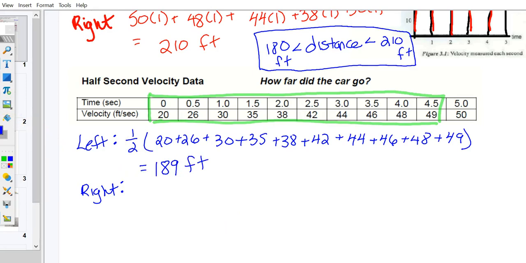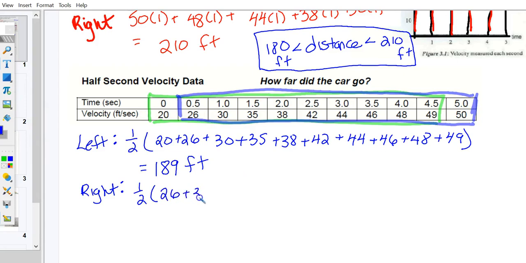Okay, so let's do the right-hand side. We're going to start on the right and go all the way, not including that very left-hand number. We'll start on the right, leave out this last number there. So that's 1/2 times. You can write your numbers backwards. You can write your numbers forwards. I'm just going to start here at the 26.